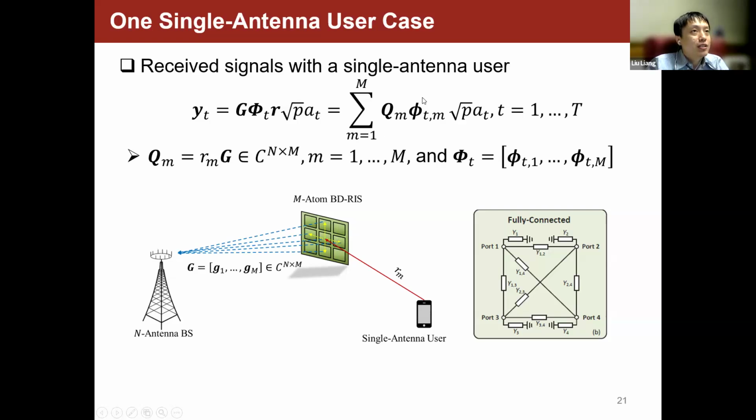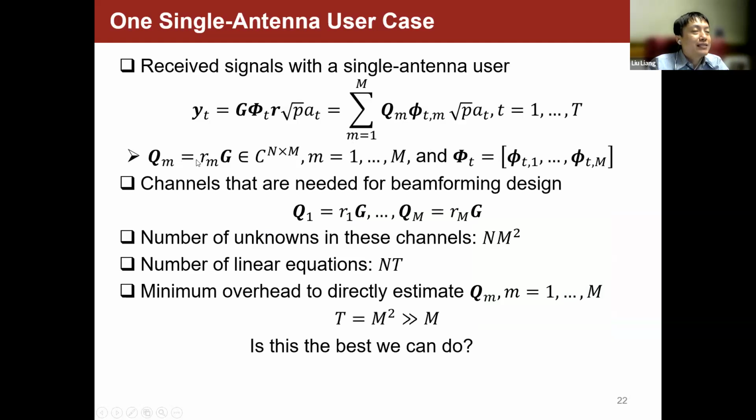And this is the received signal. Remember, this is the signal received by element M, and it is reflected by all the elements to the base station because the signal can be propagated to the other elements via these interconnected circuits. And we add all these M terms together. This is the received signal at time slot T. And we want to estimate Q1 until Q capital M. And each QM is a cascaded channel. Its dimension is N by M, right?